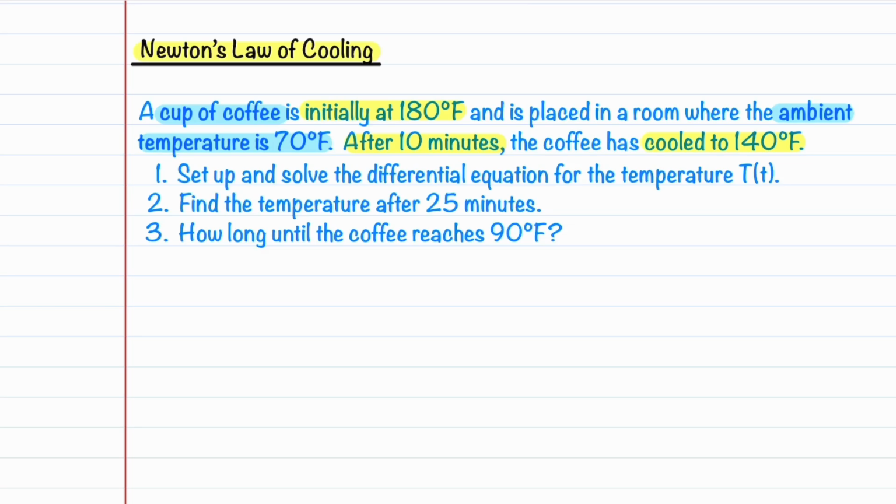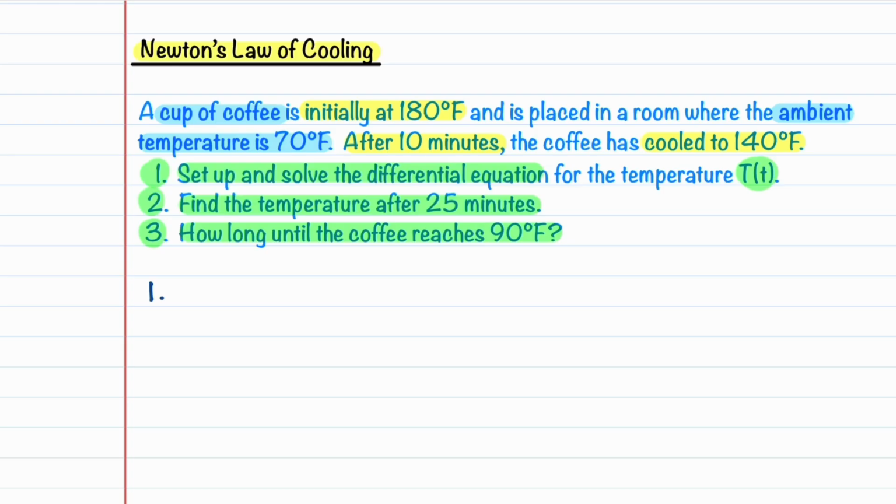We're going to do three things. The first thing that we're going to do is set up and solve the differential equation for the temperature capital T of t. We're then going to find the temperature after 25 minutes. And then the last thing that we're going to do is find how long it takes for the coffee to reach 90 degrees Fahrenheit. Let's first set up and solve the differential equation.